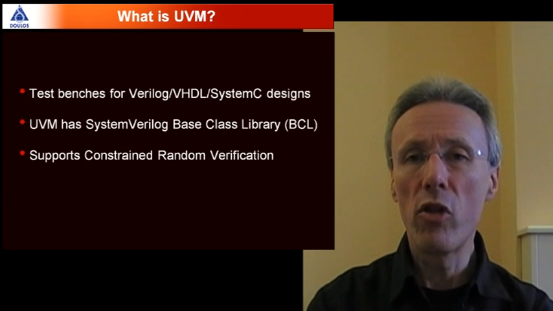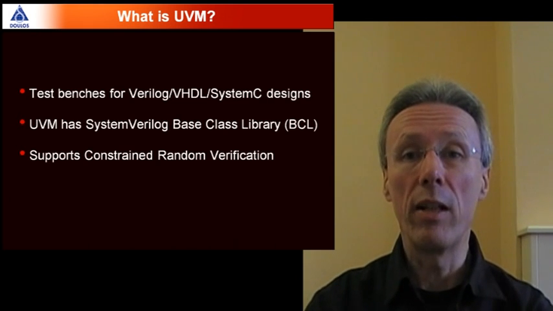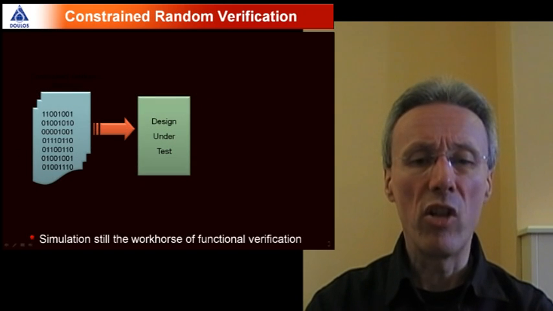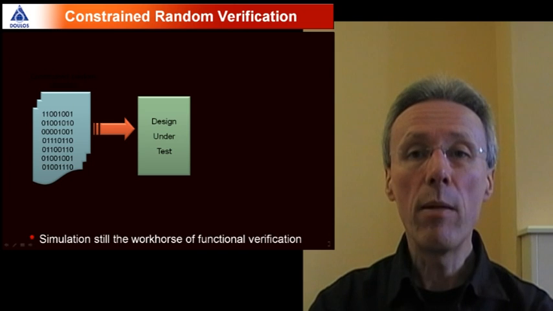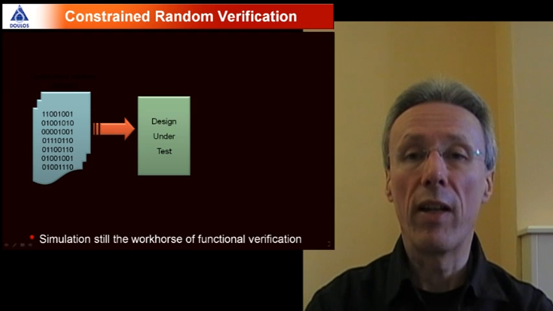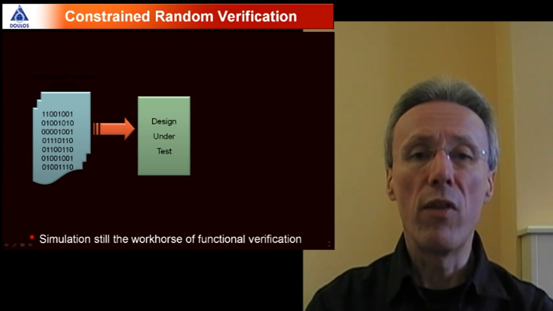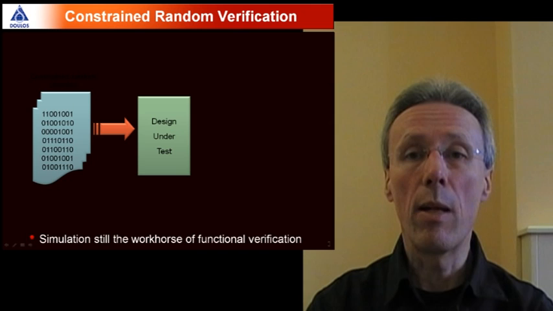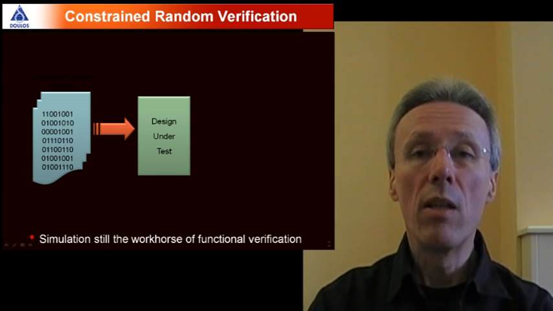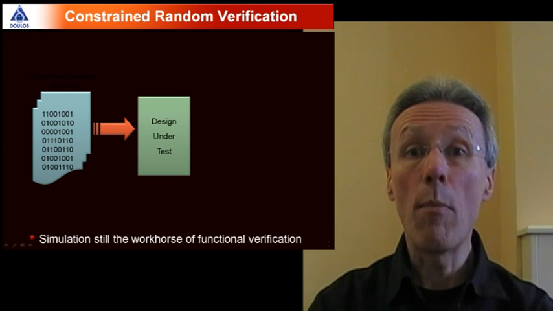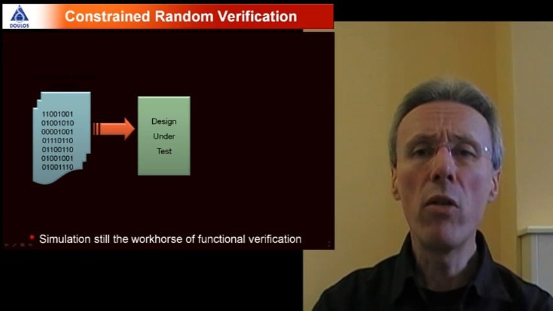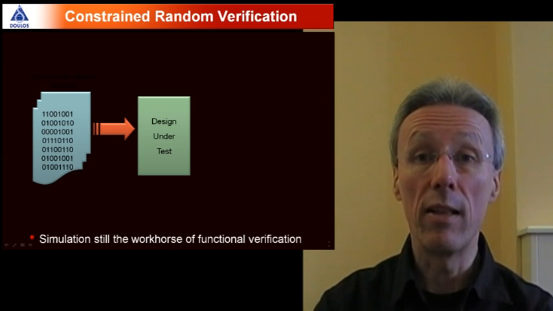Because constrained random verification is central to UVM, I'm going to spend just a couple of minutes telling you about it. Constrained random verification is the idea of using random vectors in simulation. Simulation is still the workhorse for functional verification today, and over the last few years constrained random verification has come to represent the state of the art in how best to use simulation. So the idea is to randomize at least some element of the test vectors that you throw at your design during simulation. And there are two key benefits from randomizing test vectors.